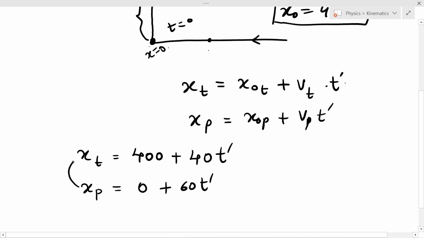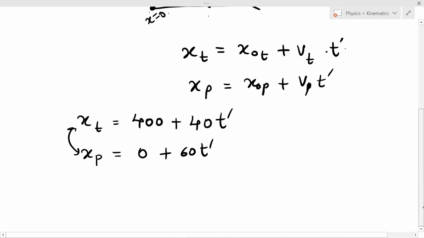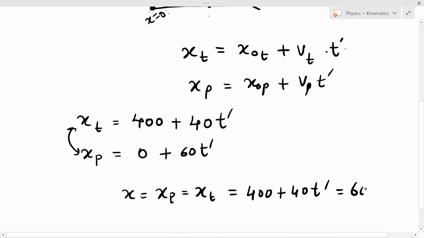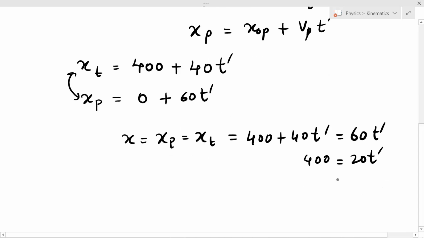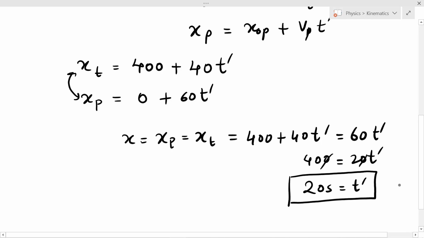Now equate these two because the meeting point is to be known. So xp is equal to xt, which is equal to x. So 400 plus 40 times t dash is equal to 60 times t dash. So this is 20 t dash, which is 400. So this 0 gets cancelled. So this is 20 seconds. So t dash is equal to 20 seconds.